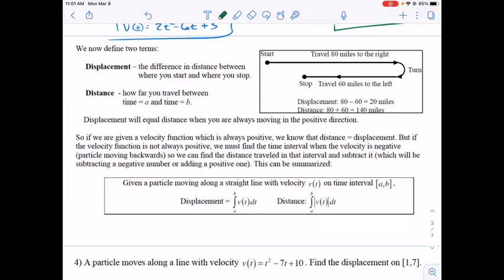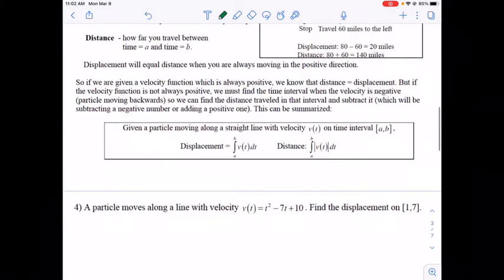This can be summarized in this picture right below. Given a particle moving in a straight line with a velocity v of t on a time interval a to b, the displacement is going to be the integral from a to b of v(t) dt, and the distance is going to be the integral from a to b of the absolute value of v(t) dt. Let's take a look at our first one here.